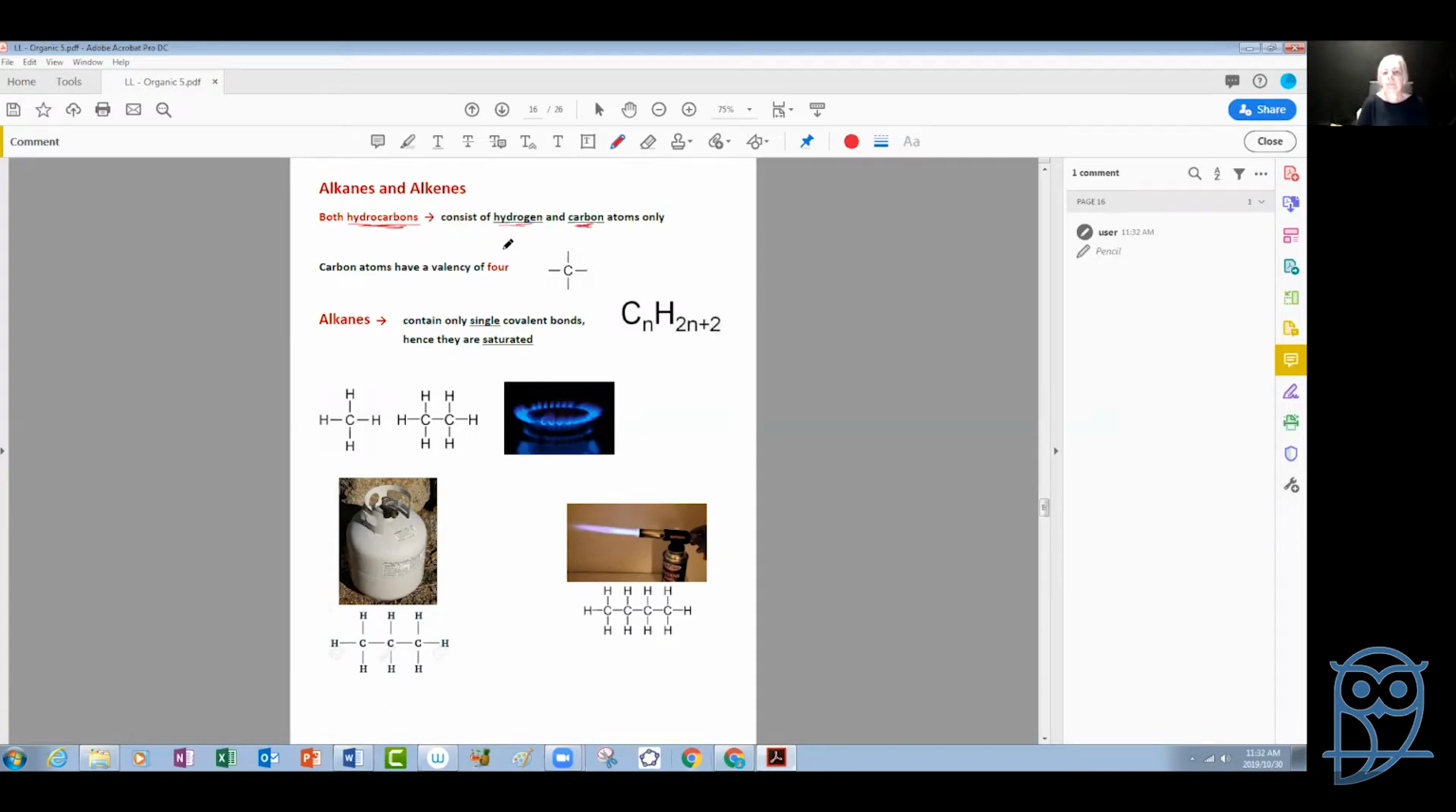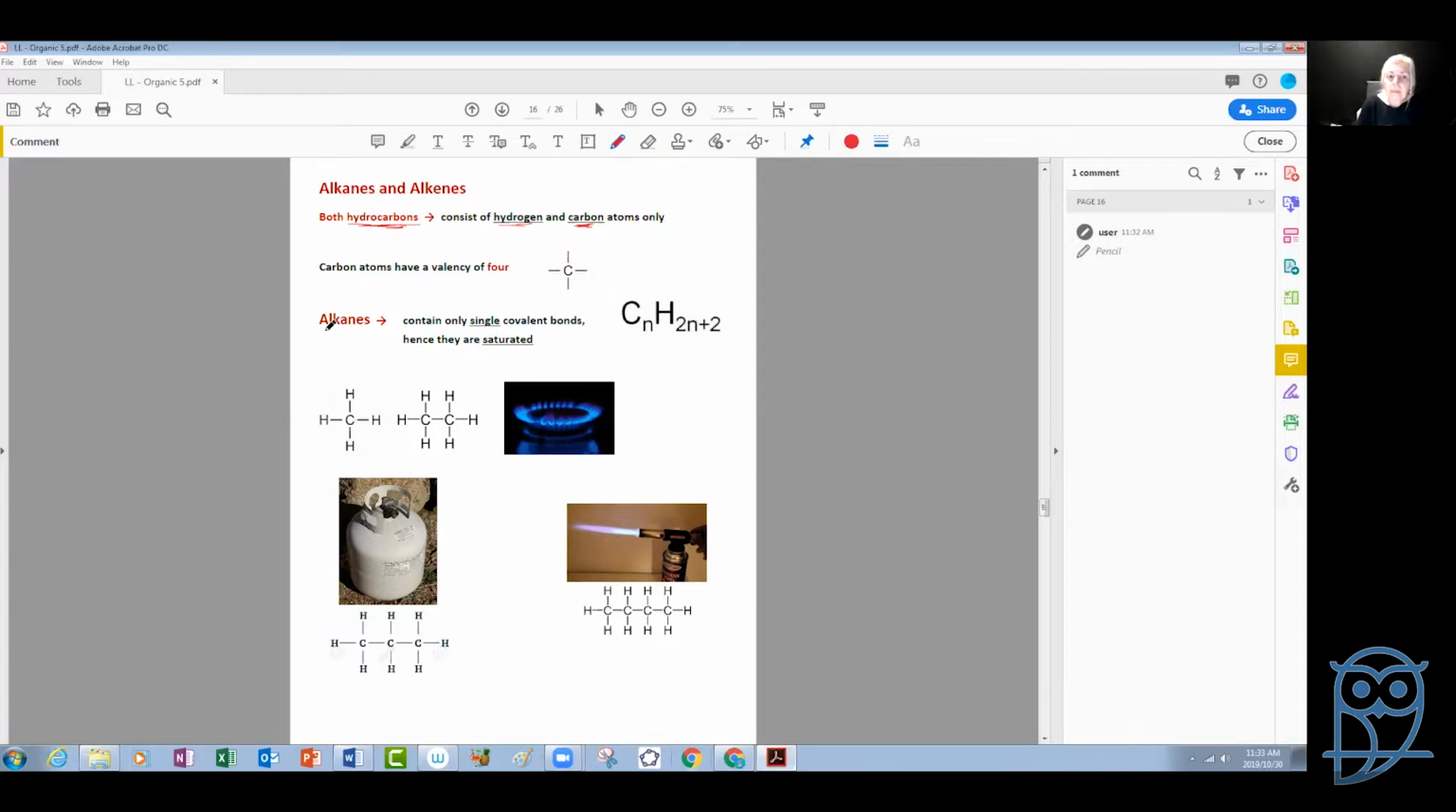So an important atom of these compounds is the carbon, and carbon has 4 valence electrons, and therefore it can form 4 bonds, and that is why we say that carbon atoms have a valency of 4. These hydrocarbons come in two types: the alkanes and the alkenes.